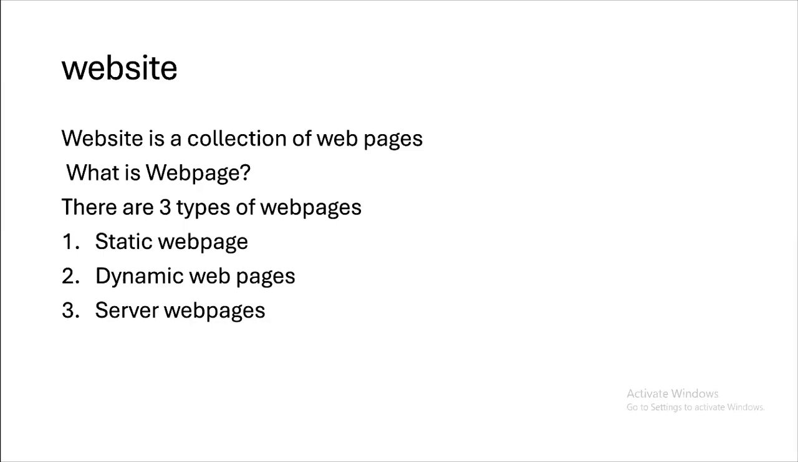As I said, a website is a collection of web pages. We have three types of web pages: one is the static web page, one is the dynamic web page, and the other one is the server web page. Let's see what a static web page is.